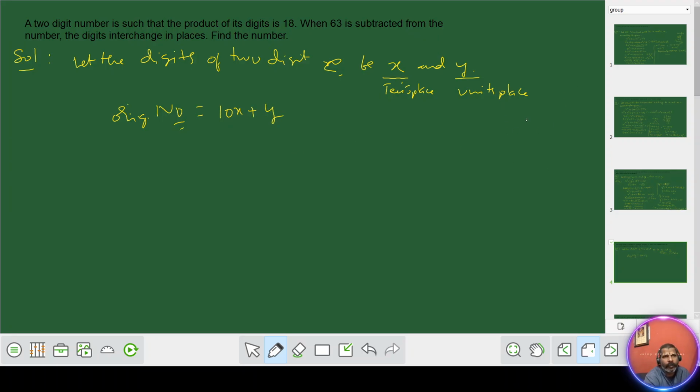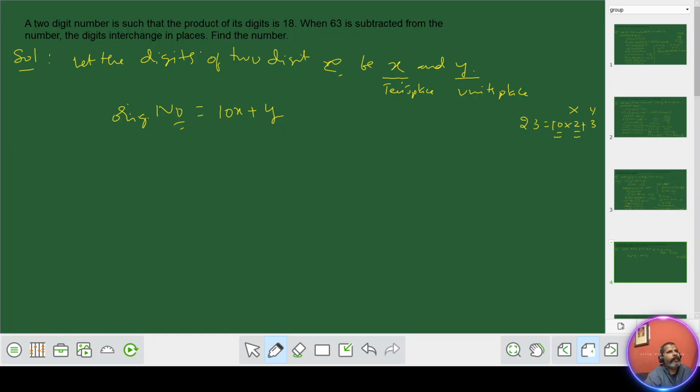So, for your understanding, I'll explain here. If the number is 23, how do you write the place value? 10 into 2 plus unit place, right? So, this is what I gave. The digits are here x and y. 2 and 3 are x and y. How do you write the position value for the digits in the number? This is how you write.